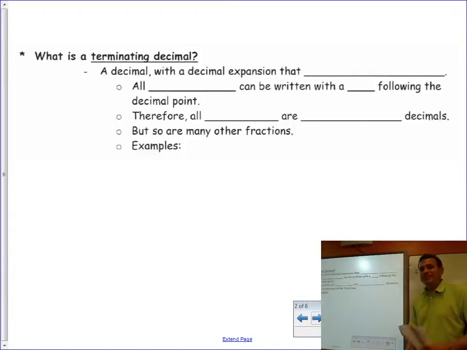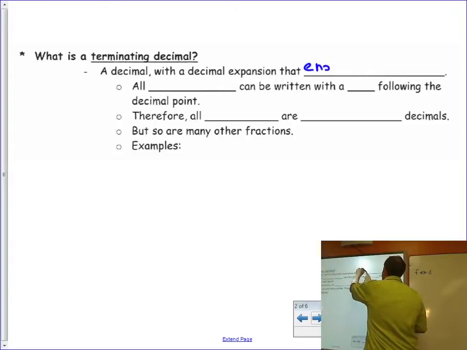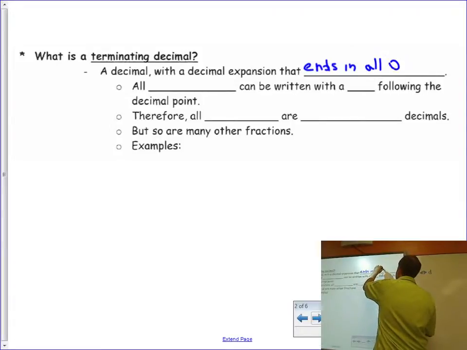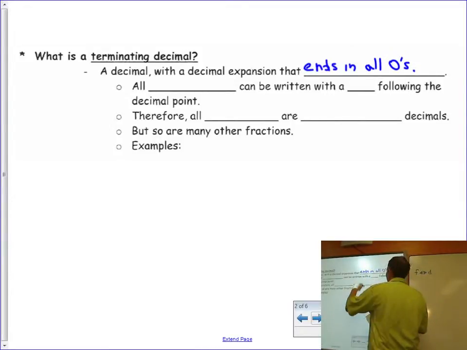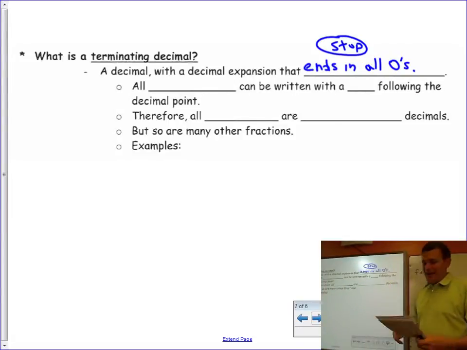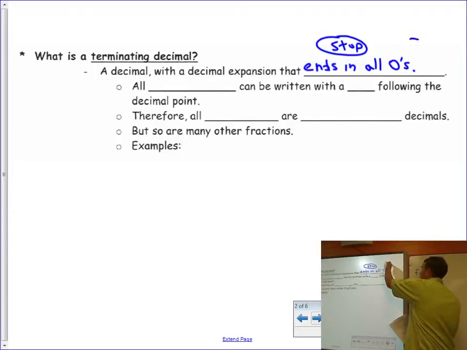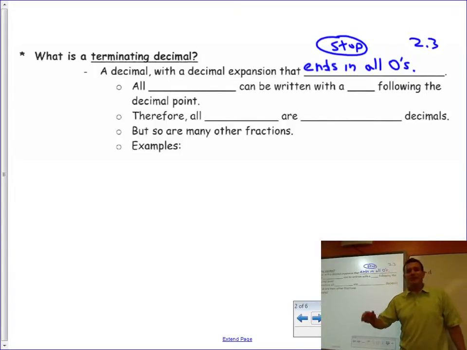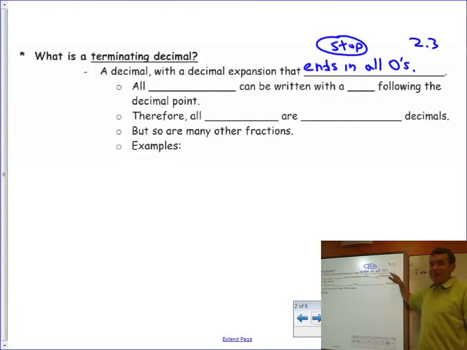First, let's look at what each of these decimals look like. What is a terminating decimal? Basically, a terminating decimal is a decimal that stops. Technically, it's a decimal with a decimal expansion that ends in all zeros. But I like to think of it more as it's a decimal that stops. That's what the word terminate means. It means it stops. An example of this might be like 2.3. 2.3 is a terminating decimal. It stops after the 3.